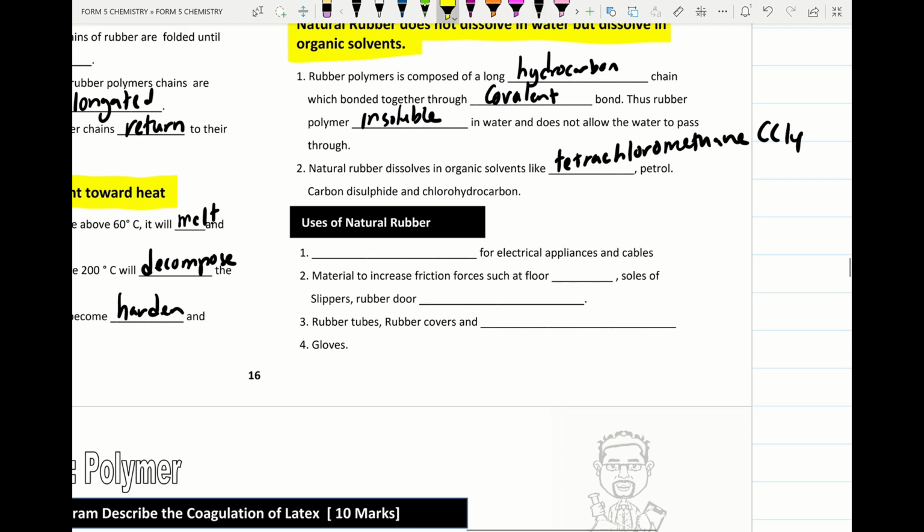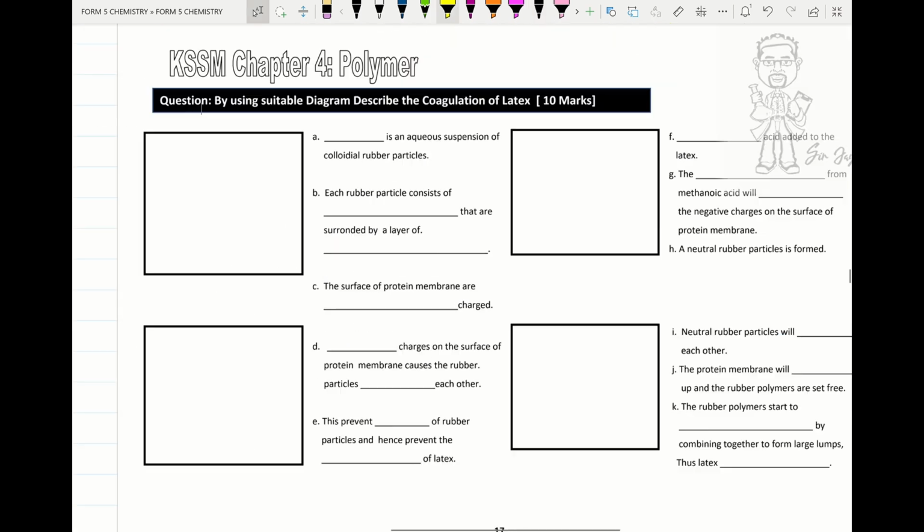So we go for the uses of natural rubber. The natural rubber is used as electrical insulator for electrical appliance and cables, and material to increase frictional force such as floor mat, soles of slippers, and rubber door stopper. The third use of natural rubber: rubber is also used to make rubber tube, rubber cover, rubber band, and glove.